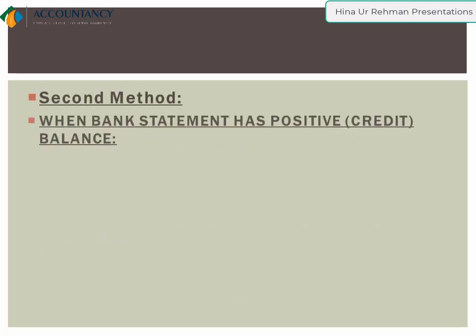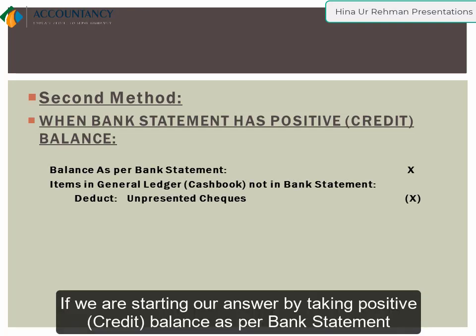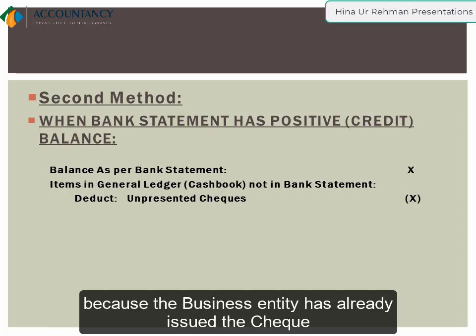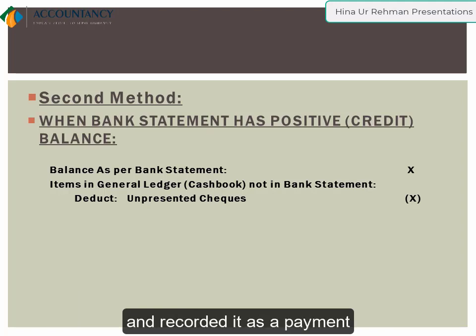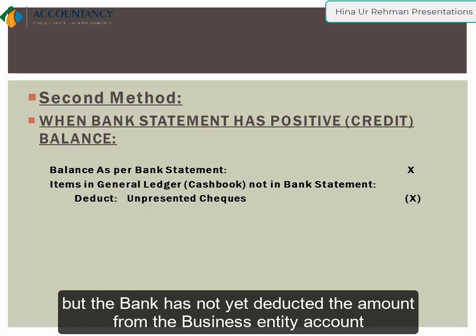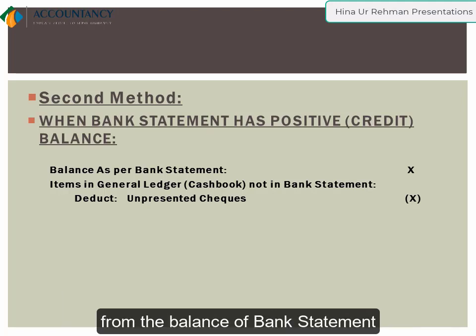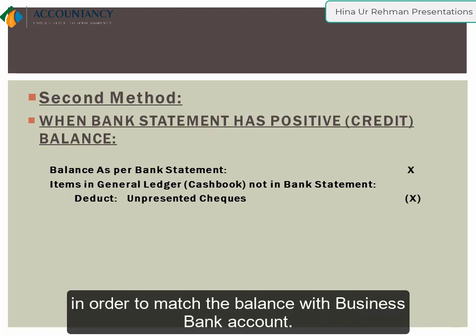Second method, when bank statement has positive credit balance. If we are starting our answer by taking positive credit balance as per bank statement, then we will deduct the amount of unpresented checks from the balance, because the business entity has already issued the check and recorded it as a payment, but the bank has not yet deducted the amount from the business entity account. So now the amount of unpresented checks will be deducted from the balance of bank statement in order to match the balance with business bank account.